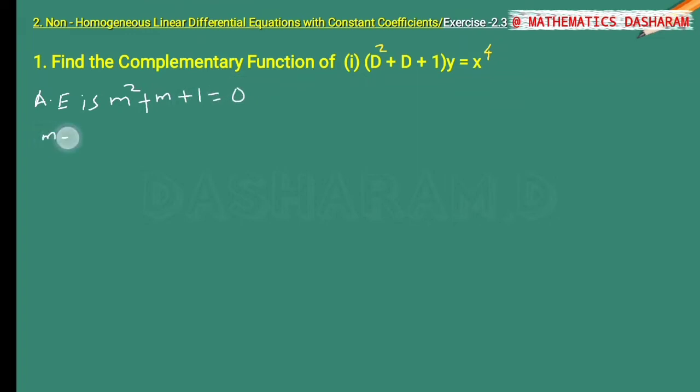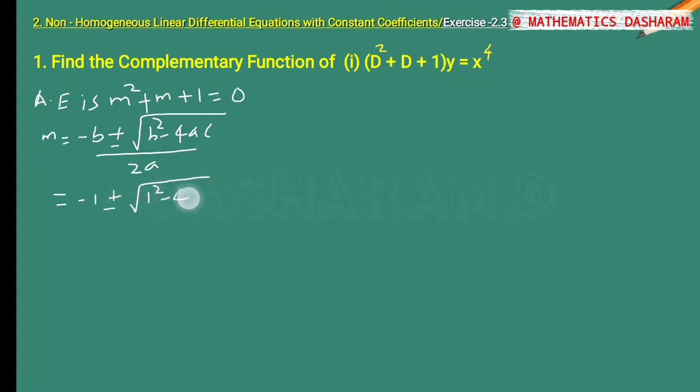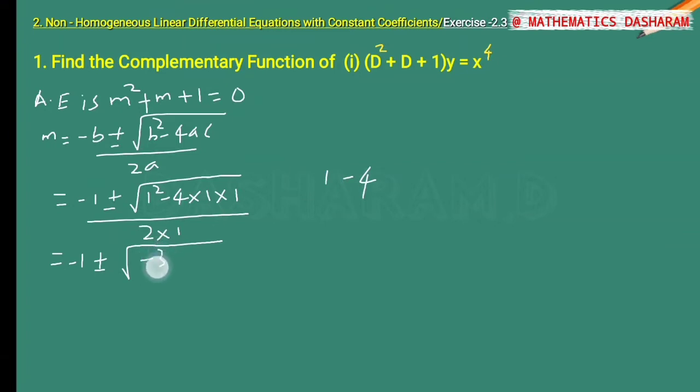Here factorization is not possible, so use another formula: minus b plus or minus under root b square minus 4ac, divided by 2a. So minus b value is the m coefficient, plus or minus 1 square minus 4 into a value, the m square coefficient, and c value, the constant, divided by 2 into 1. So minus 1 plus or minus under root 1 square minus 4, so it is root of minus 3. Root of minus 3 is i into root 3, divided by 2. So minus 1 by 2 plus or minus i into root 3 by 2.